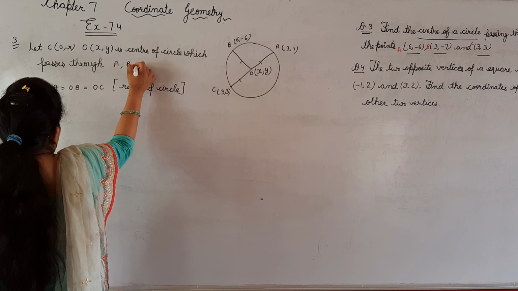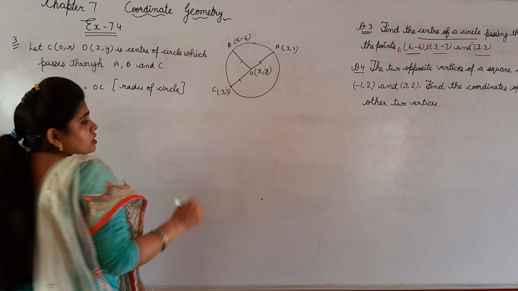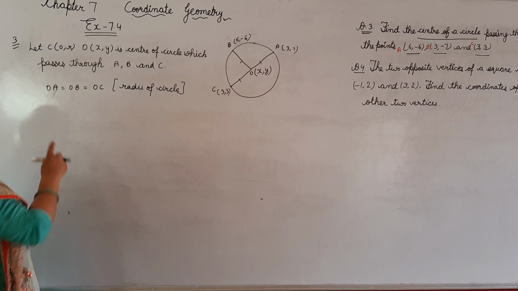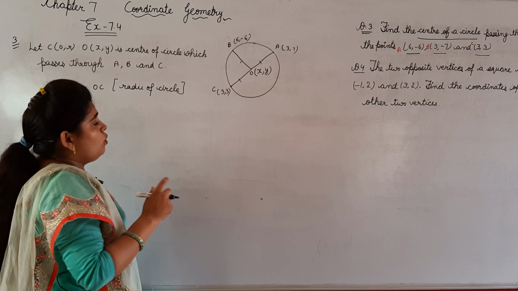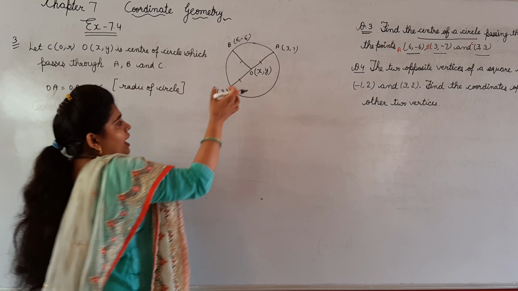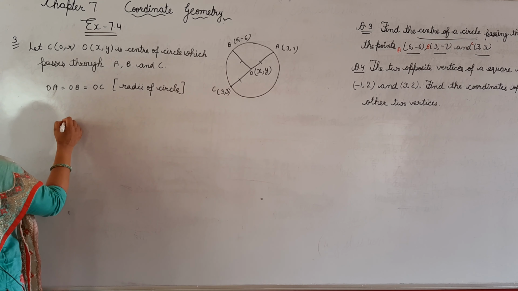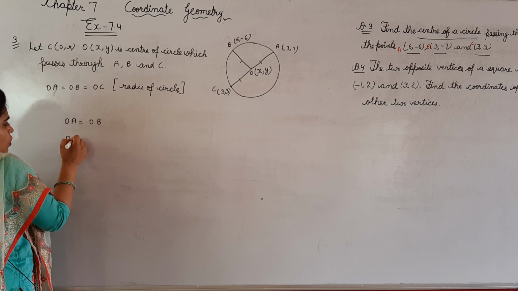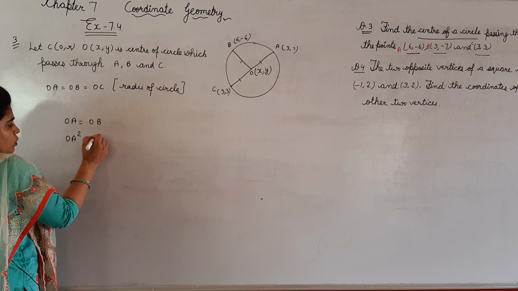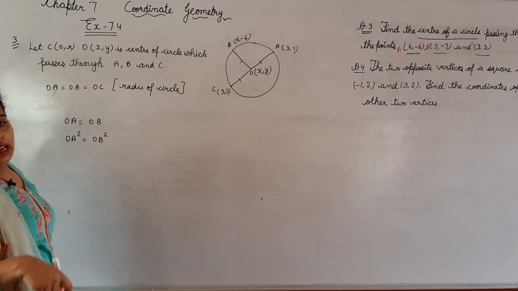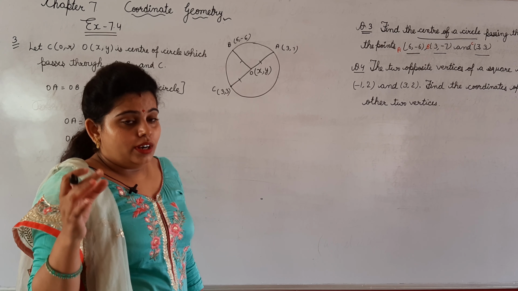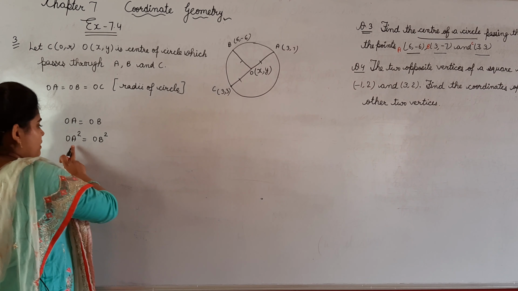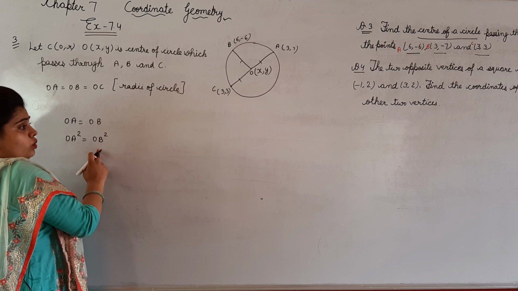A, B and C. The circle passes through 3 points A, B, C. And what is given? These radii R are given. Now we will use this concept. We will take any of these radii. OA is equal to OB, then OA square will equal to OB square. Suppose two numbers are equal, x and y are equal, then their square will also equal. X square is equal to y square. That's why we can say that OA square will equal to OB square.